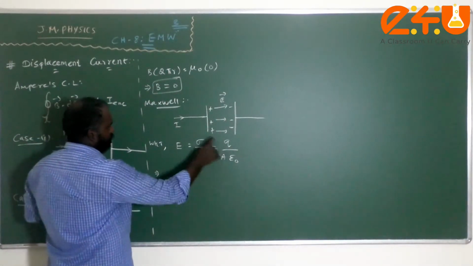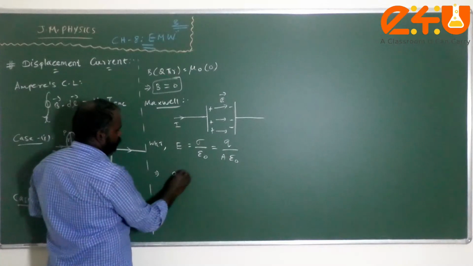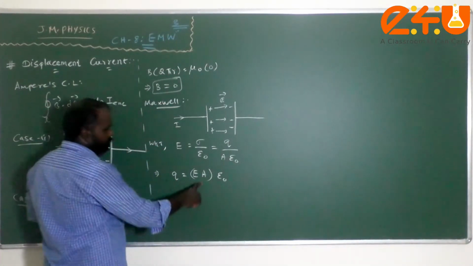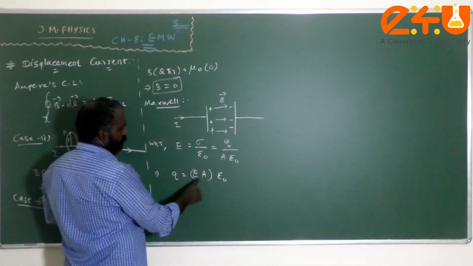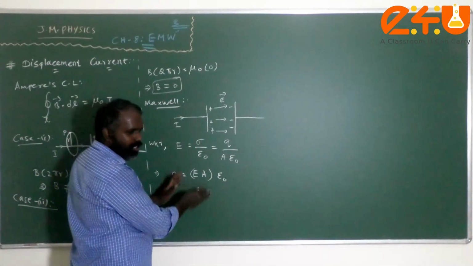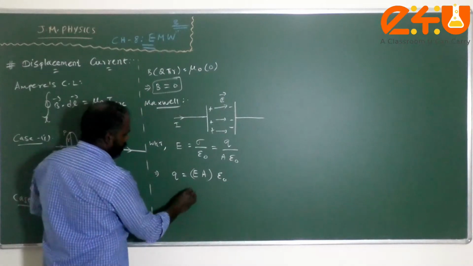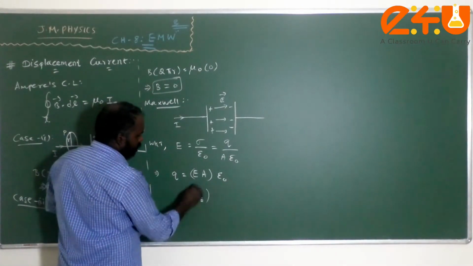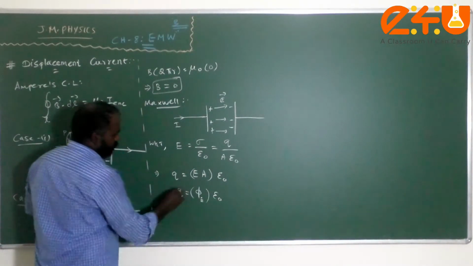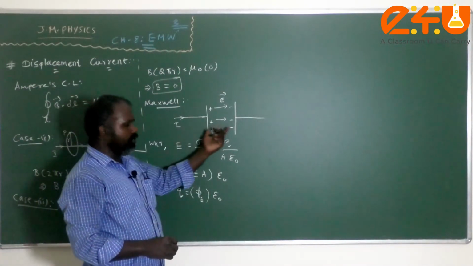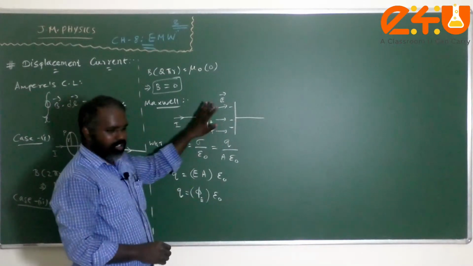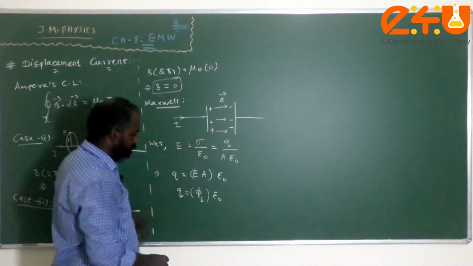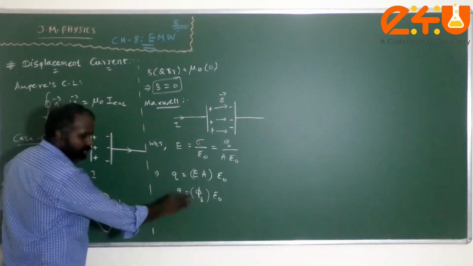So I can rewrite this: Q is equal to E A into epsilon naught. The product of E into A, that is electric field into area, is nothing but electric flux phi E. Therefore, Q equals epsilon naught into phi E. During the charging process, the magnitude of the charge is not constant between the plates of the capacitor, since it varies with respect to time. Therefore, I can differentiate with respect to time.